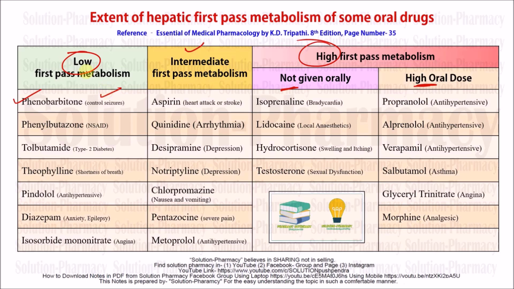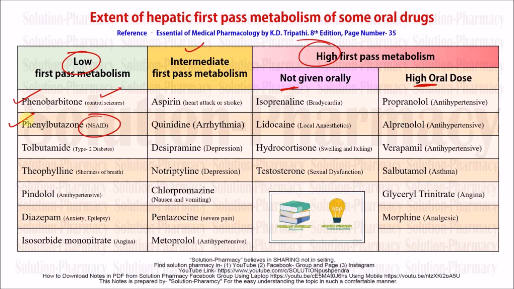The next example under low first pass metabolism is phenylbutazone. This drug, phenylbutazone, is an example of an NSAID, that means non-steroidal anti-inflammatory drug. And this NSAID has the property to reduce inflammation and pain, along with antibiotic activity. That may be variable, but this drug is an example of the NSAID category.